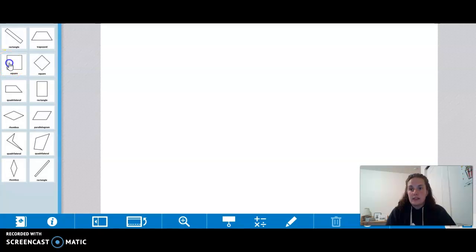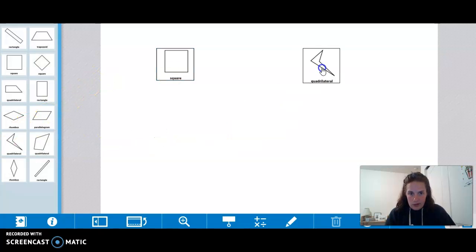So if we look at this square, the square is symmetrical. If we were to cut it down the center or even from one corner to the other, it would be the same on both sides. But if we look at this quadrilateral, oh, that does not look symmetrical. If there's no way for us to cut this or fold this quadrilateral and have it be the same on both sides, that would be not symmetrical.